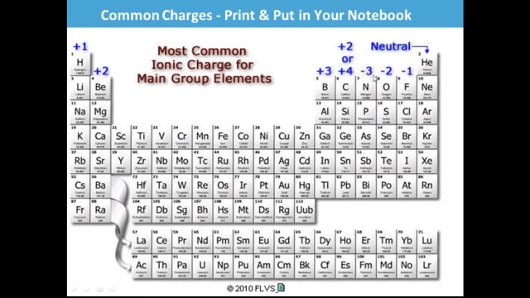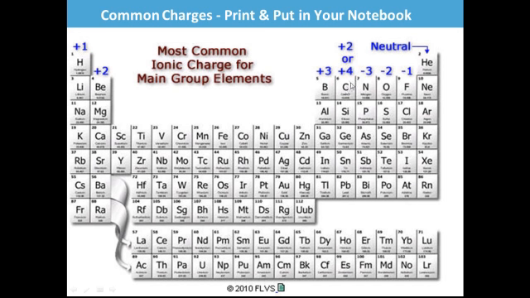Now why does it form a -3 charge? That's where we go back to the valence electrons. Phosphorus has 5 valence electrons. Therefore, it is easier for it to gain 3 electrons. Remember, a negative charge indicates gaining electrons. So it's going to gain 3 electrons to fill that valence shell, and then phosphorus is very happy.